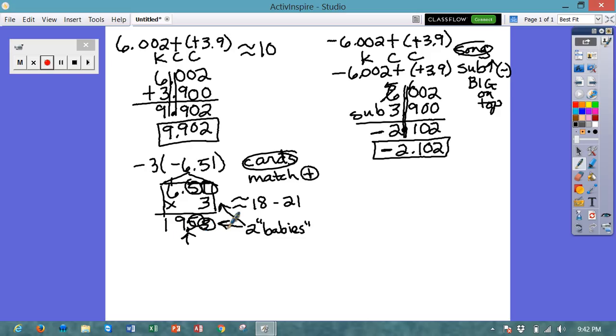And 19 something, yeah, 19 is between 18 to 21. So that's more reasonable. I already decided my answer should be positive. And so 19 and 53 hundredths is the final answer.